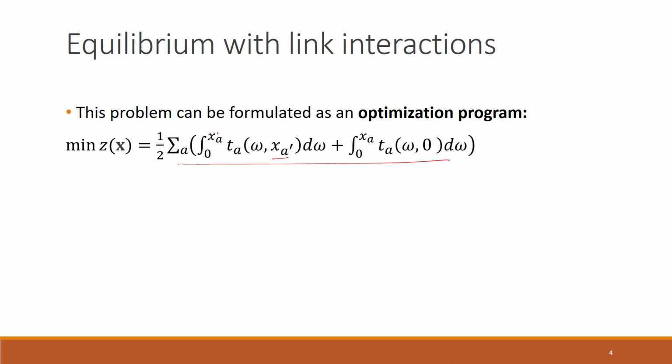Since the integral is happening with respect to the flow on this given link x A here, while doing this we are keeping x A dash, that is the flow on the opposite link, to be constant, and in this second term here we are keeping the flow through the opposite link to be equal to 0, okay.